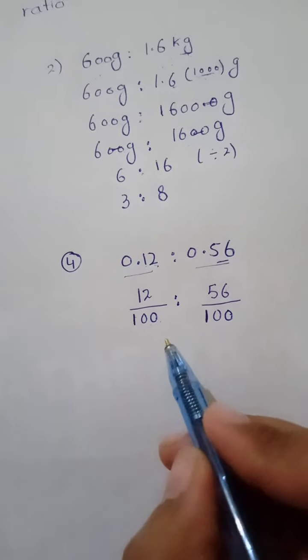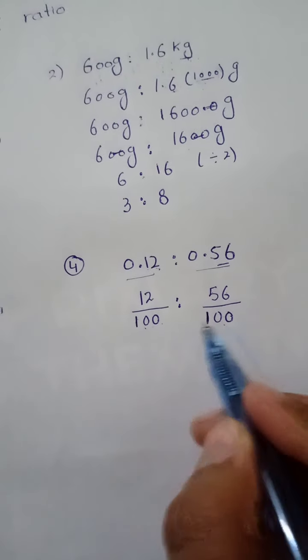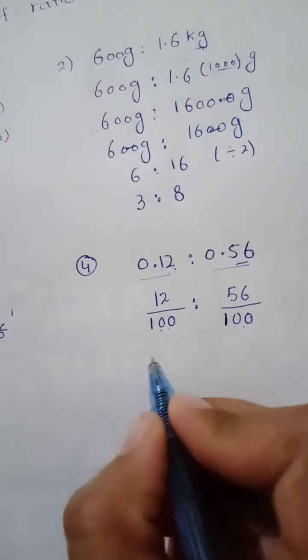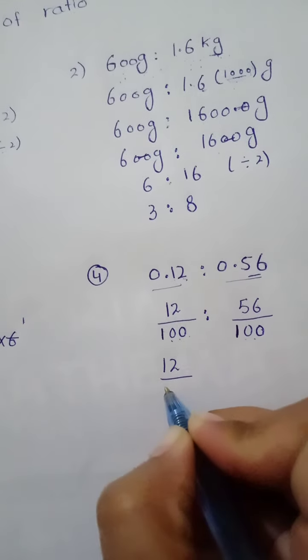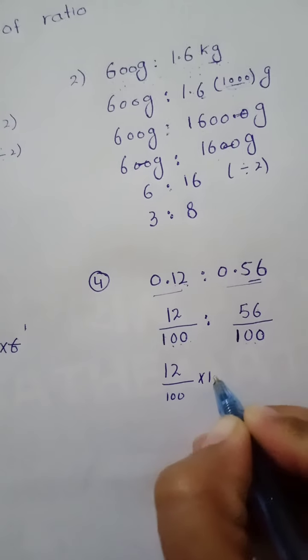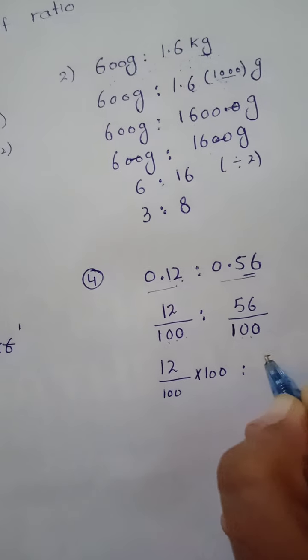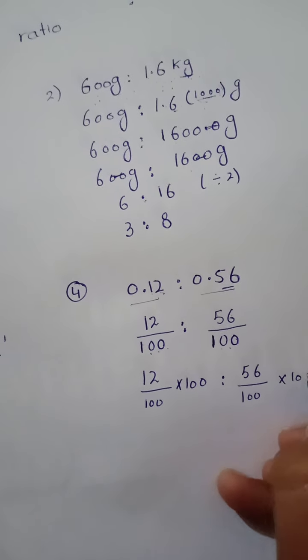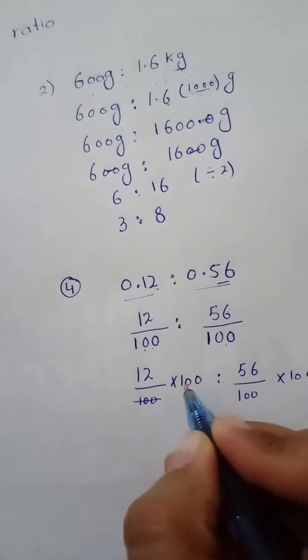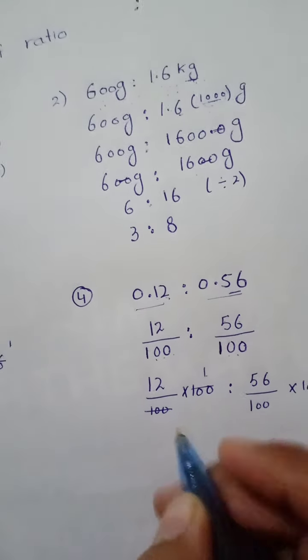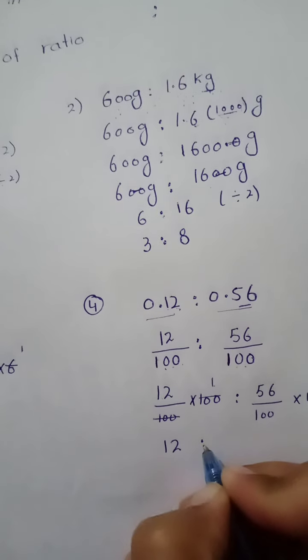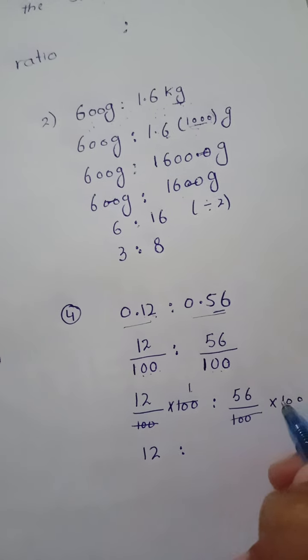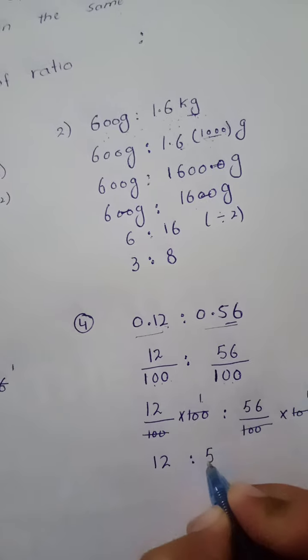Now it's just like as we have solved this question. Now these are in the form of fractions. You will take the LCM of the denominators, and you know the LCM of 100 and 100 is 100. You will multiply each fraction with the LCM. And you know 100 one time 100 and 100 one time 100. 12 one time 12. This is 12 ratio 100 one time 100 and 100 one time 100. It is 56. 12 ratio 56.